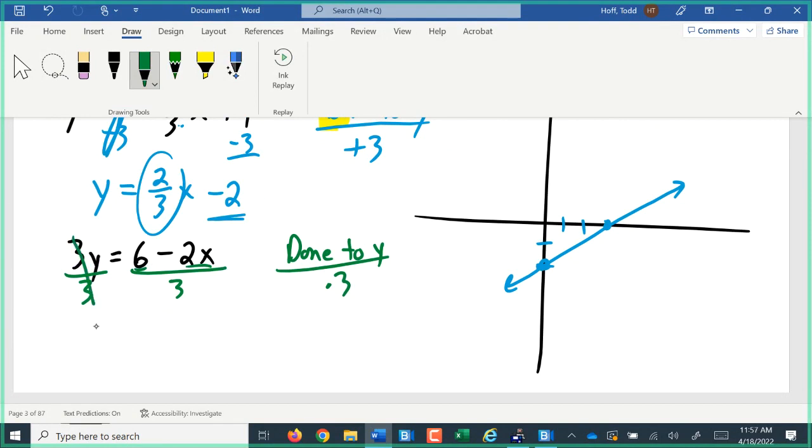So on the left, the 3 divides out, we just have y. On the right, 6 divided by 3 is 2. Negative 2x divided by 3, well, remember we've said that division and fractions are kind of interchangeable. So we're just going to make that into a fraction. Negative 2 divided by 3 is a negative 2/3, and then the x is still on there. So this starts out at a positive 2, and a slope of a negative 2/3, meaning we go down 2 and run 3 to get to that second point. So our line goes through those points.